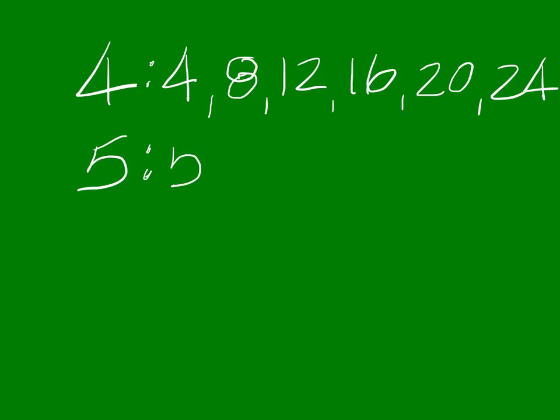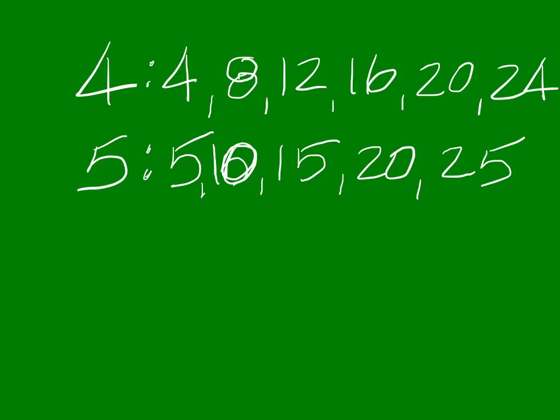Do the same thing with 5. Start with 5 and keep adding 5 to it. So 5, 10, 15, 20, 25. You keep going in both lists until you can find something that's in common. What's the lowest number in each list that they both have in common? 20. So if this were a fraction, that's what you would use for the denominator.